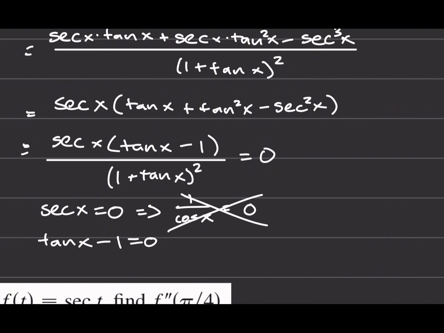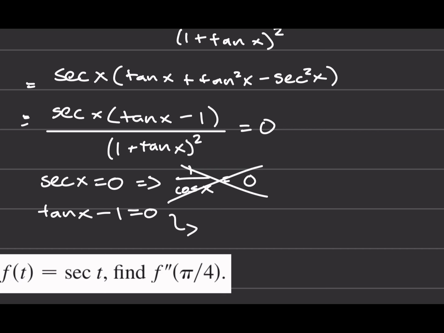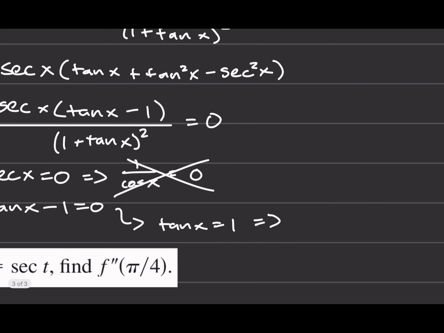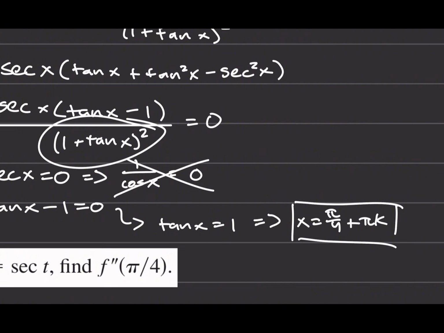But the second one, tangent x is equal to 1, right? I just added 1 to both sides. This works because x is equal to pi over 4 plus pi k. You can look at your unit circle for this to confirm. But now, with this in mind, right, this is the points where there's horizontal tangents. We need to test if the denominator is equal to 0. Obviously, if that's the case, it's not going to work.